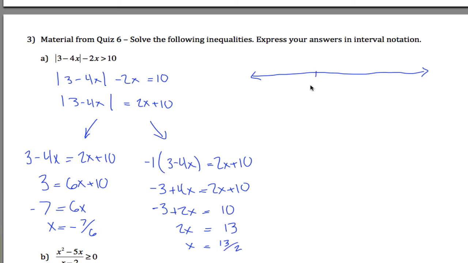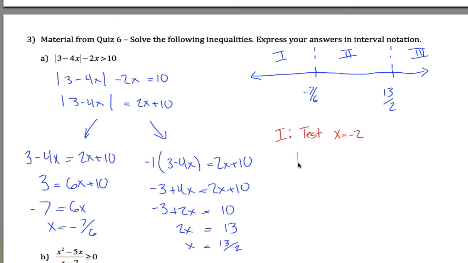So -7/6, maybe that's out here on my number line, and 13/2, that's over here. Those two points divide my number line into three regions. What I can do is test one number from each of those three regions. If that number works, then every number in that region works. So I need one number in region 1, one number that's less than -7/6. -2, sure. Choose any number you want that's less than -7/6. Let's throw -2 in here and see if it works.